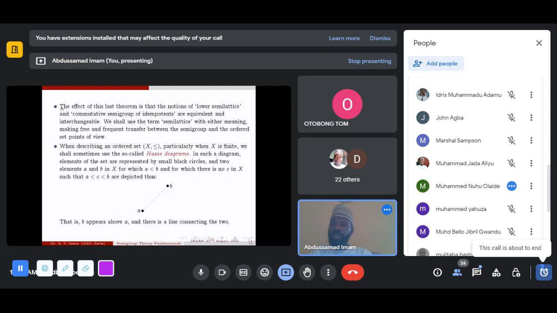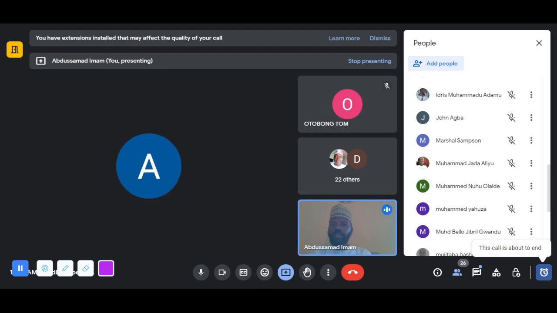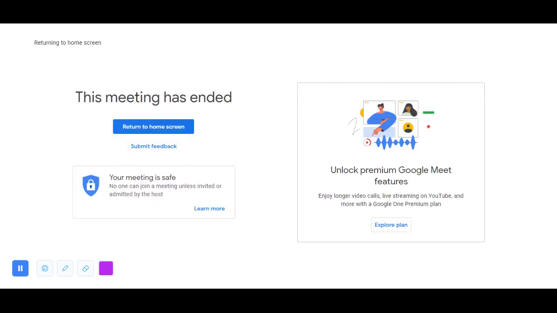The rest I think I have explained in the statement of the theorem. Now the effect of this last theorem is that the notions of lower semilattice and commutative semigroup of idempotents are equivalent and interchangeable. And so we shall use the term semilattice with either meaning, making free and frequent transfer between the semigroup and the ordered set point of view. So we can always think of a commutative semigroup of idempotents as a semilattice and vice versa.